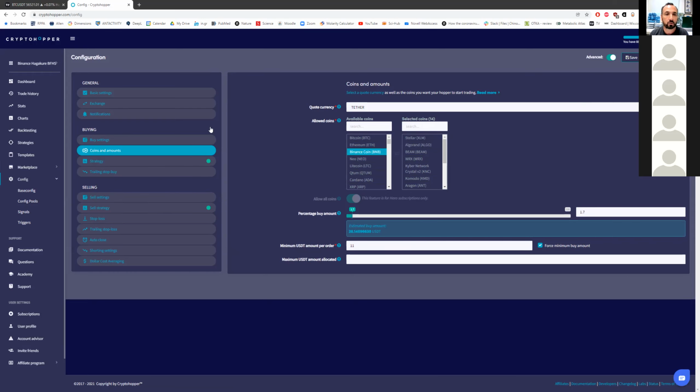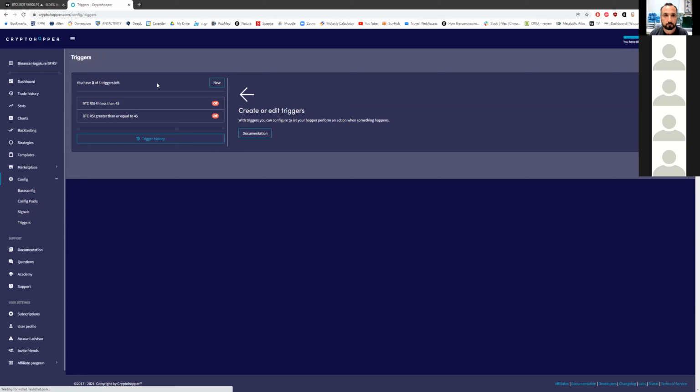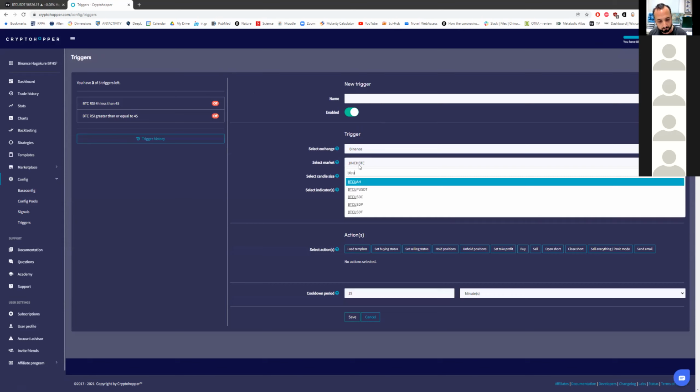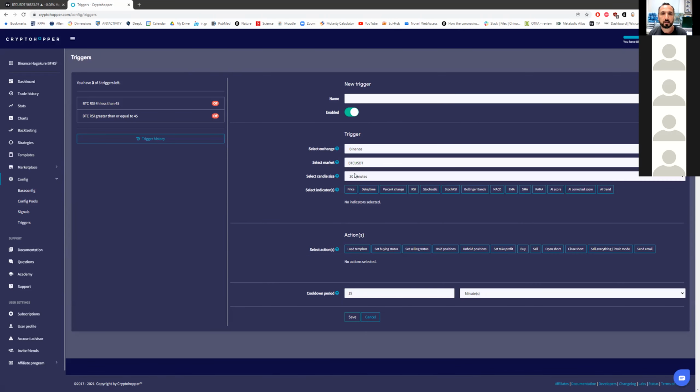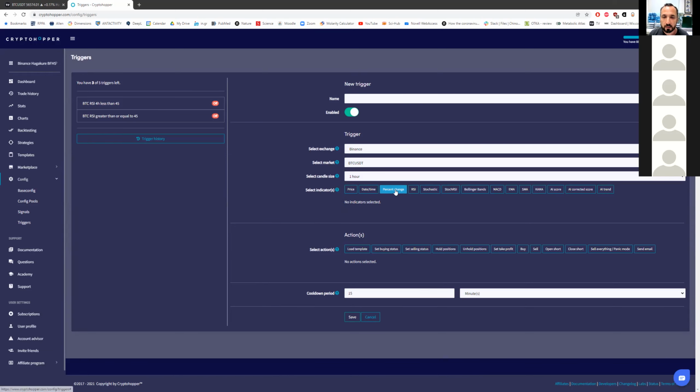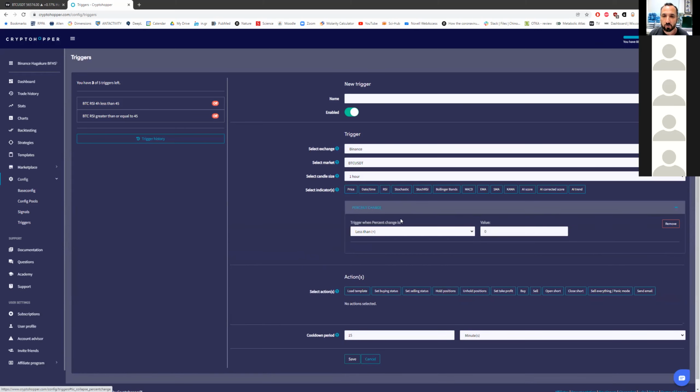What you do is go to the triggers, make a trigger, call it whatever, select your exchange, select whatever market you want, let it be BTC. Let it be candle size, I don't know, 1 hour, it doesn't really matter. And set the percent change to be less than 0.001.